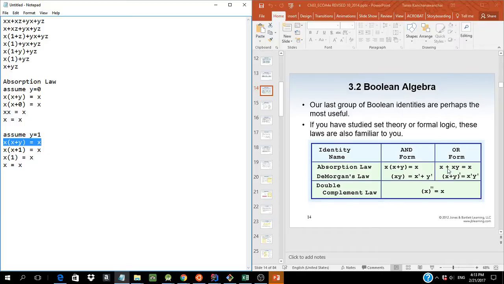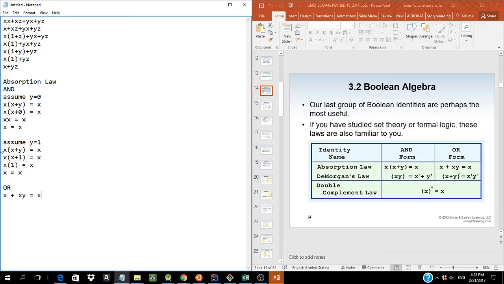So same with the or. This one is and. So let's look at or. This is and. x plus xy equals x.